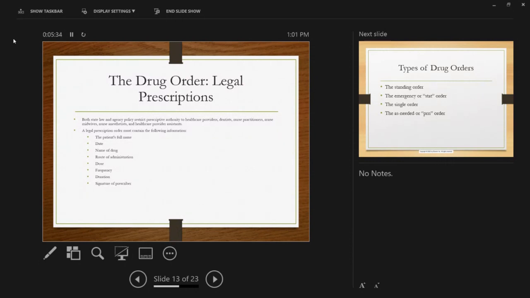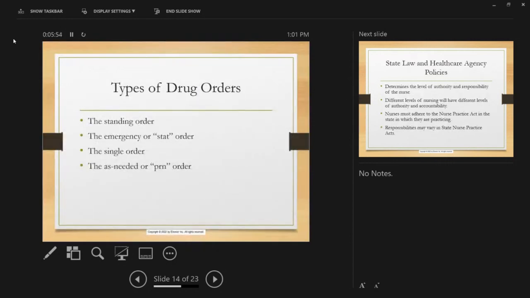A legal prescription order must contain the patient's full name, the date, the name of the drug, the route of administration, dose, frequency, duration, and the signature of the prescriber. In emergencies, or if the provider is not available on site, a verbal order, usually over the telephone, may be given.